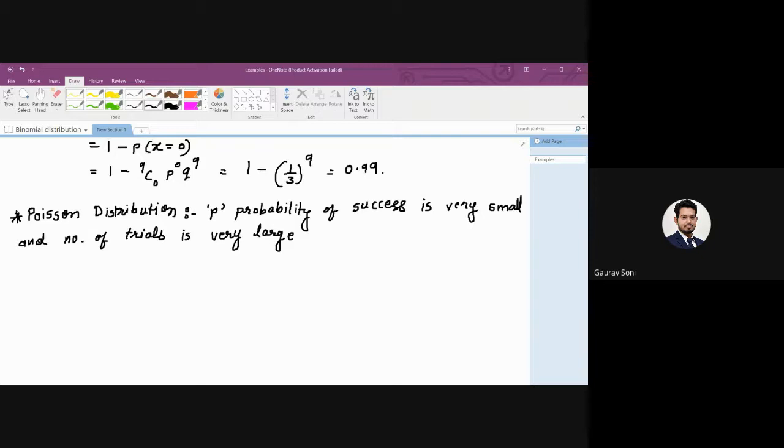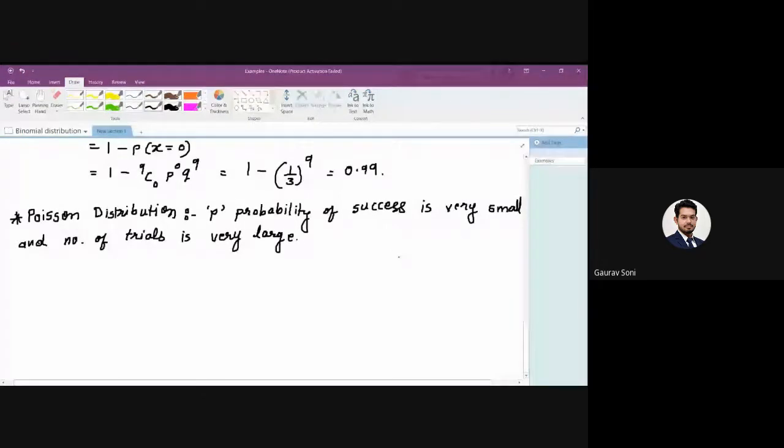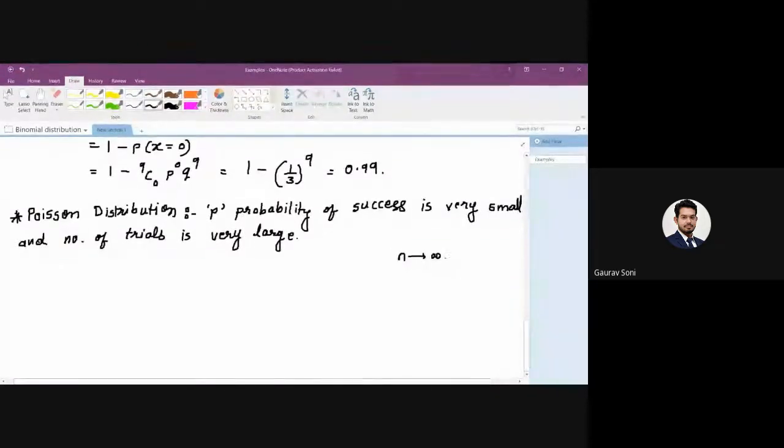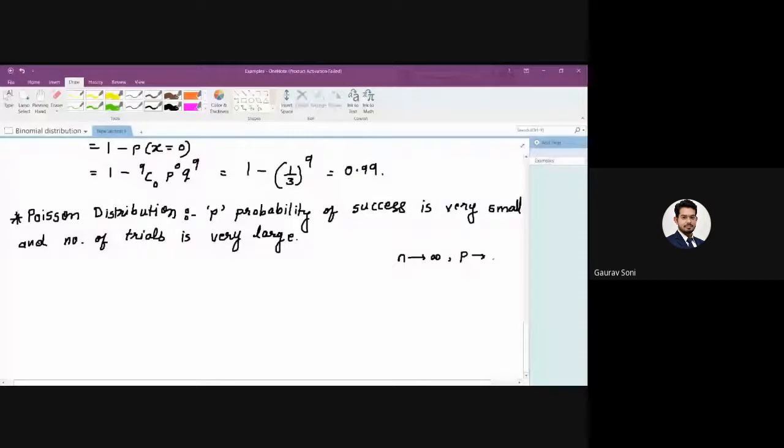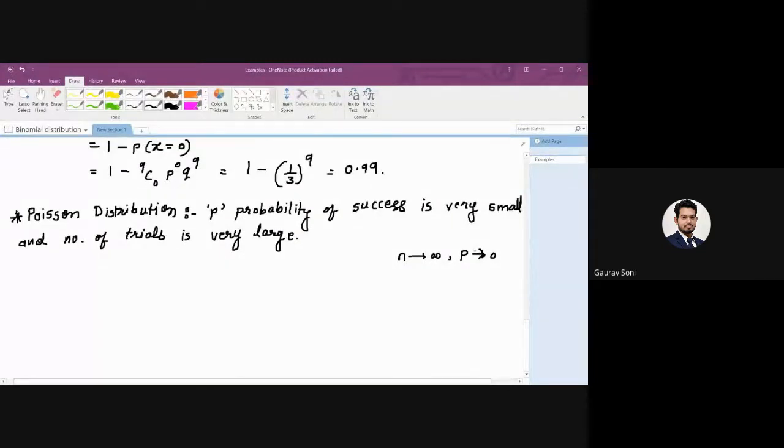So it is considered the limiting case of the binomial distribution, because as you make the number of trials large, n tends to infinity, and the probability of success is very small, which means p tends to 0. When we take these limits on the binomial distribution, we get the Poisson distribution, and that's why it is also called the limiting case of the binomial distribution.